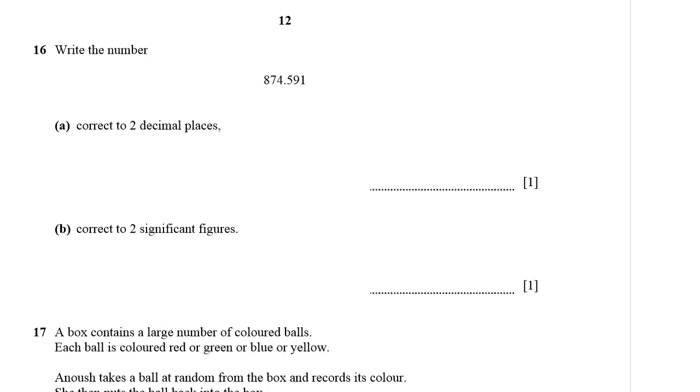Question number 16. Write the number correct to 2 decimal places. Of course, you can see it has got 3 decimal places. So to write it correct to 2 decimal places, you look at the third decimal place, which is 1. And of course, since it is less than 5, then the number that we write here is going to be 874.59.